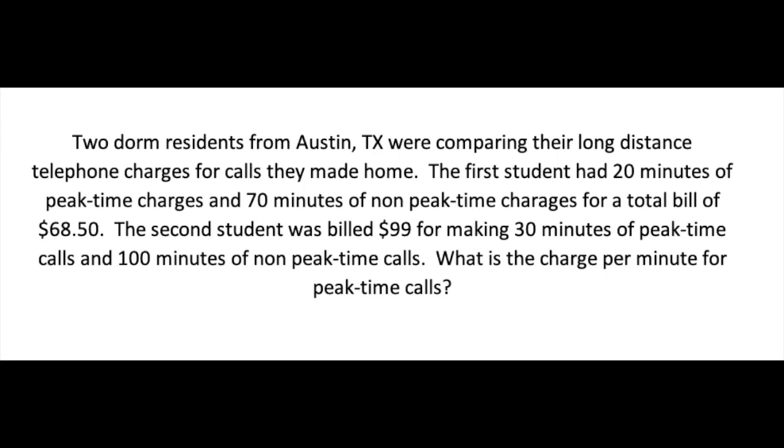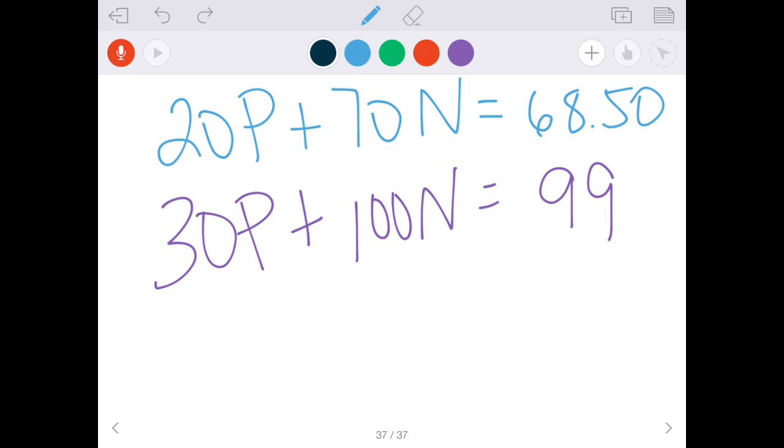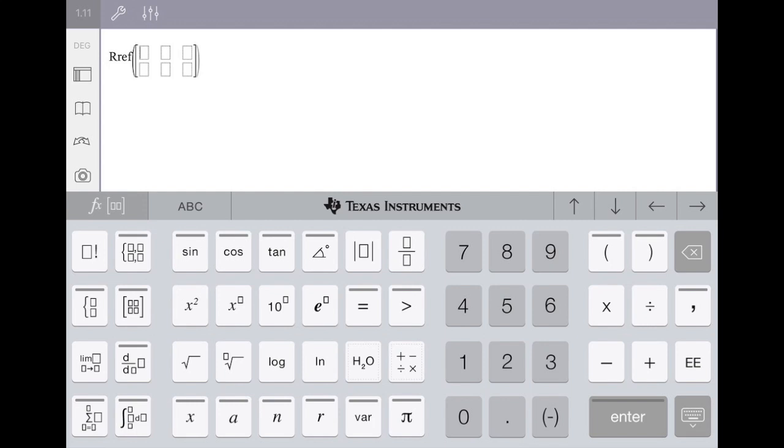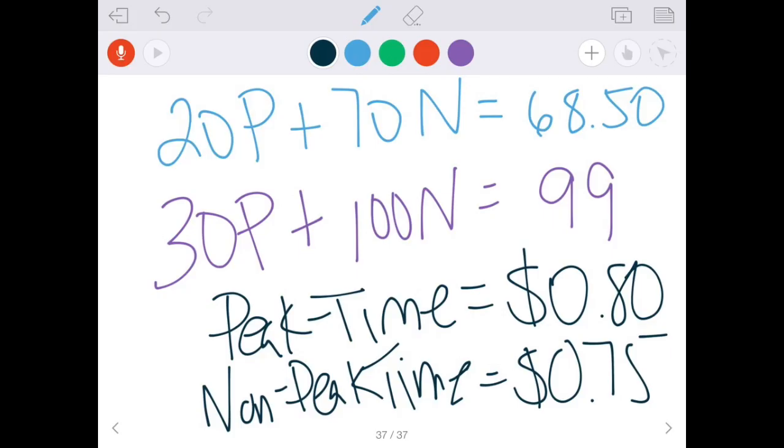For this we have two linear equations, so we're going to write those equations. We have 20 peak time minutes, 70 non-peak time minutes, and the price. That's the first person. The second person has 30 peak time minutes and 100 non-peak time minutes with 99 for the price. Then we're going to solve this system of equations. So each peak time minute costs 80 cents, and each non-peak time minute costs 75 cents.